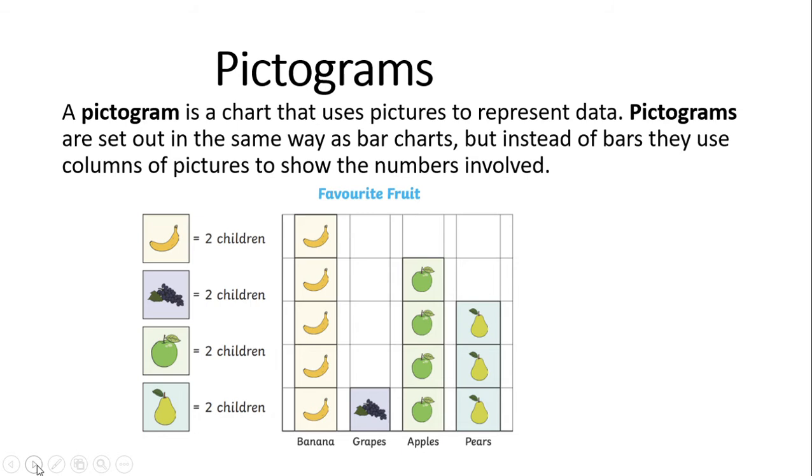So, pictograms are our learning focus today. A pictogram is a chart that uses pictures to represent data. Pictograms are set out in the same way as bar charts, but instead of bars, they use columns of pictures to show the numbers involved. Here is an example of a pictogram of favourite fruits. The sample used here were children, so each picture of a banana represents 2 children. Each picture of each fruit represents 2 children.